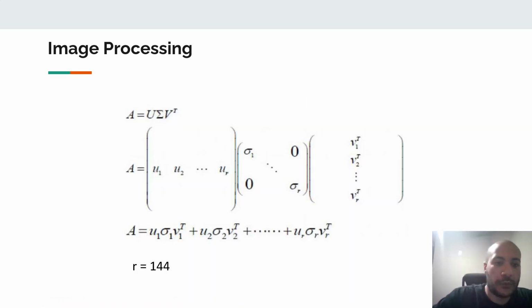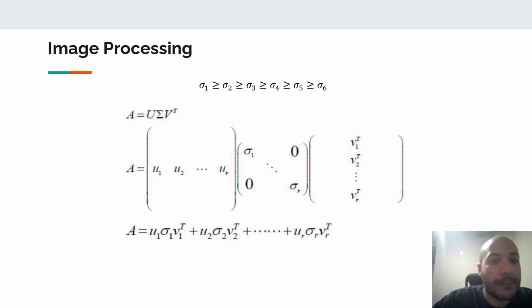So back to our formula again. We said the image is represented by 3 matrices: the U, the sigma, and V transpose. Because after some values we have only zeros in the sigma matrix, we can just remove these zeros and we have the compact representation of the image. So we can represent this by a linear combination: the first column of the U matrix times the first singular value times the first row of the V transpose matrix, and so on and so forth. So you continue until you reach the R. R here is the lowest dimension of the matrix, which is 144.